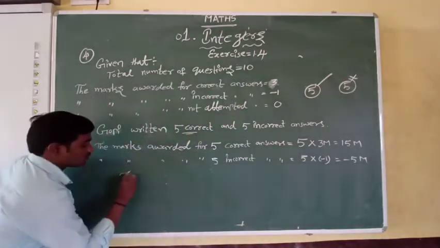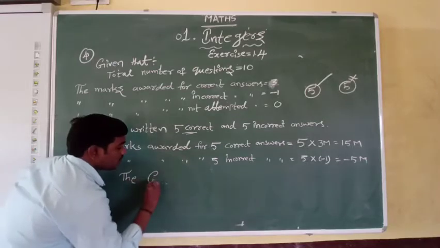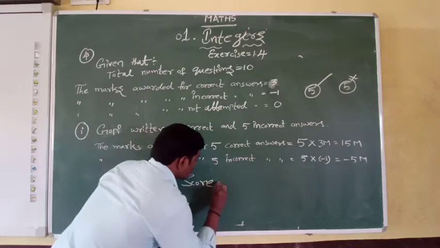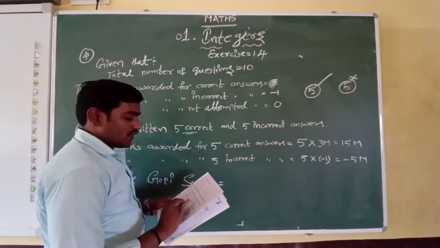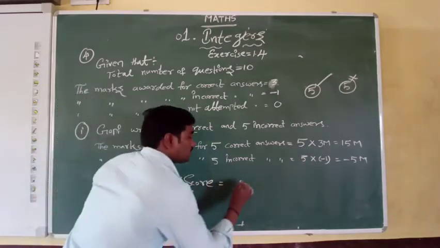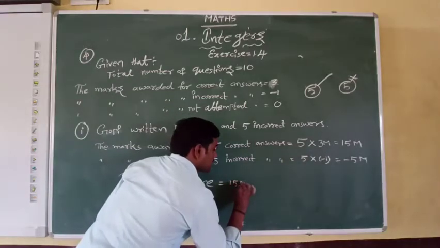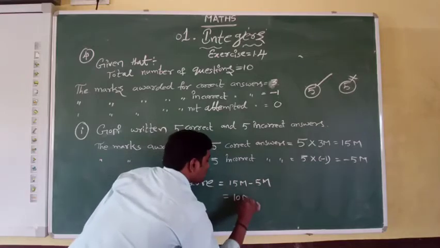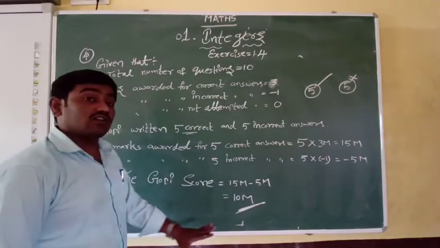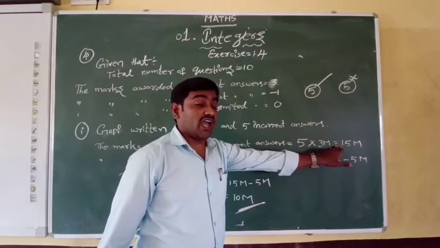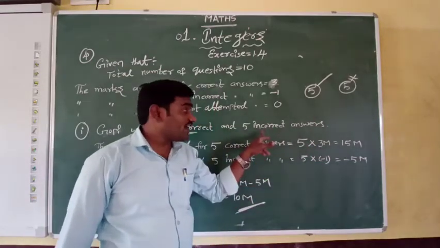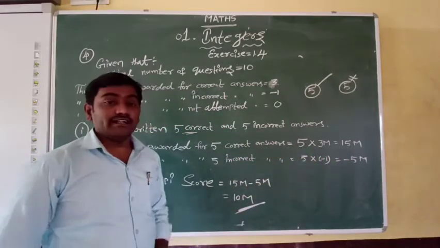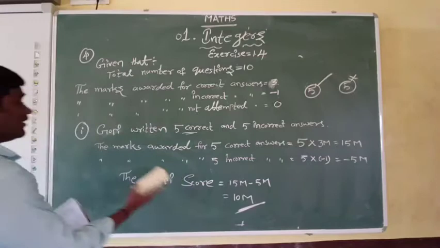So therefore the Gopi score equal to, how much score did you get? Therefore the Gopi score equal to total 15 marks minus 5 marks, that equals Gopi got only 10 marks. Actually you should get 15 marks, but you have written 5 incorrect answers. Due to the 5 incorrect answers, they deducted 5 marks. So 15 marks minus 5 marks is 10 marks. So Gopi's score is only 10 marks.